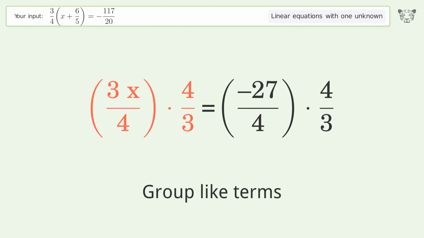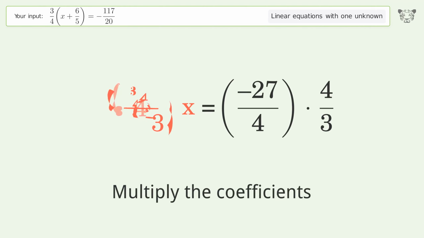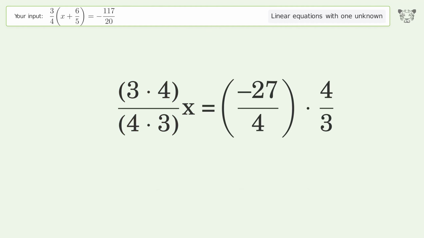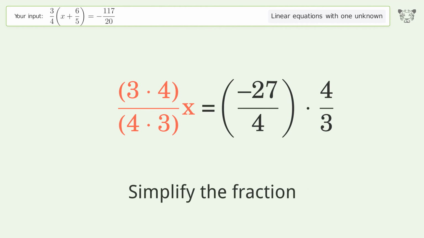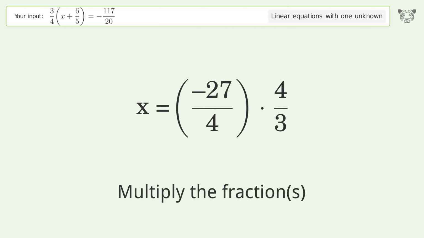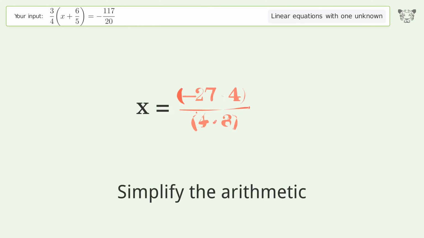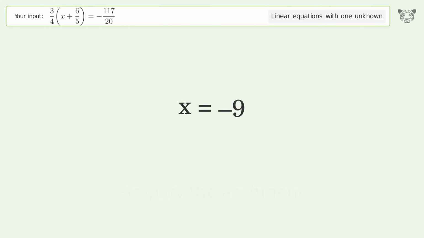Group like terms. Multiply the coefficients. Simplify the fraction. Multiply the fractions. Simplify the arithmetic. And so the final result is x equals -9.